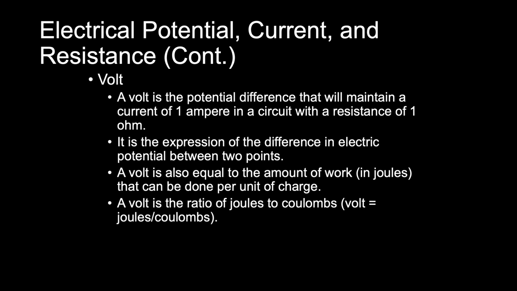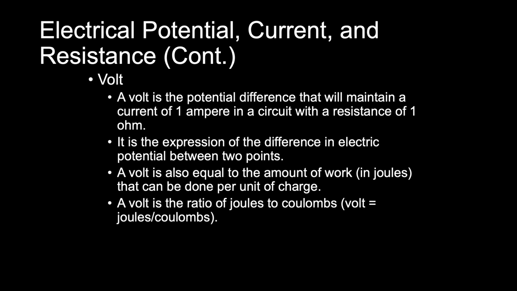Electric potential is measured in volts, and it's named for the Italian physicist Volta, who invented the battery. A volt may be defined as the potential difference that will maintain a current of 1 ampere in a circuit with a resistance of 1 ohm. It is the expression of the difference in electric potential between those 2 points.